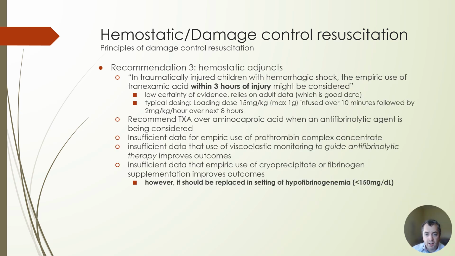Recommendation 3 was for hemostatic adjuncts. They concluded that the empiric use of TXA can be considered in traumatically injured children presenting within 3 hours of their injury. If they're presenting later than that, then it is not indicated, and that's based on adult data, which is good data. The typical dosing for children is 15 milligrams per kilogram, up to 1 gram, infusion over the first 10 minutes, followed by 2 milligrams per kilogram per hour over the next 8 hours.